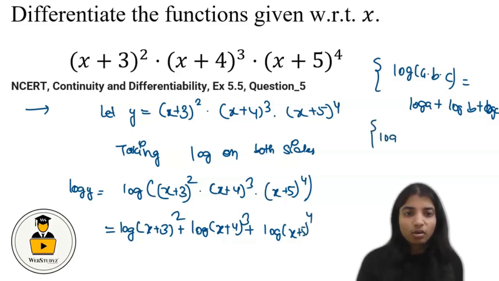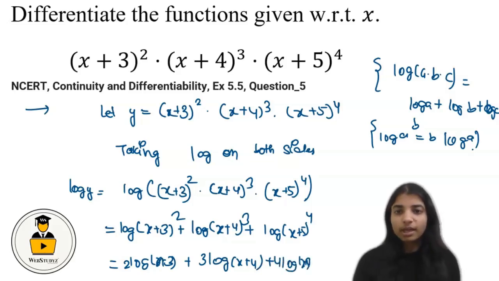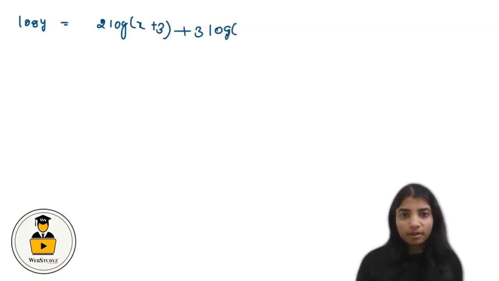And we know that log of a raised to the power b is equal to b log of a. So this becomes 2 log of (x+3) plus 3 log of (x+4) plus 4 log of (x+5). So from here we have the value of log of y. We can say that log of y is equal to 2 log of (x+3) plus 3 log of (x+4) plus 4 log of (x+5).